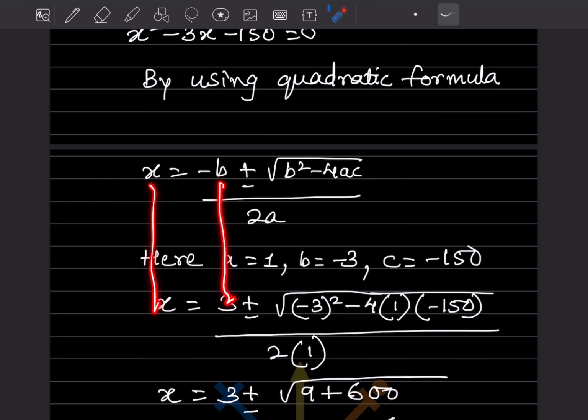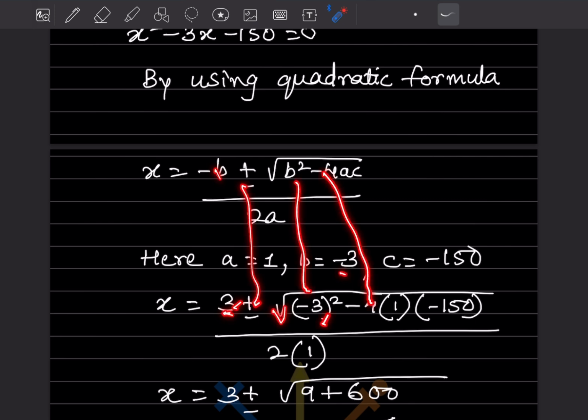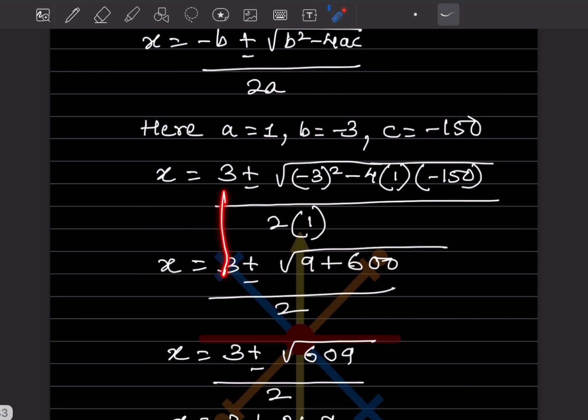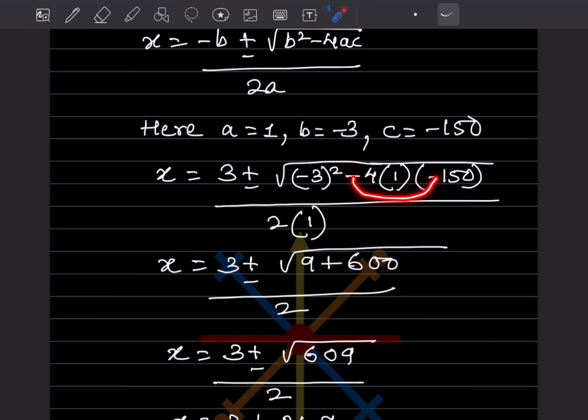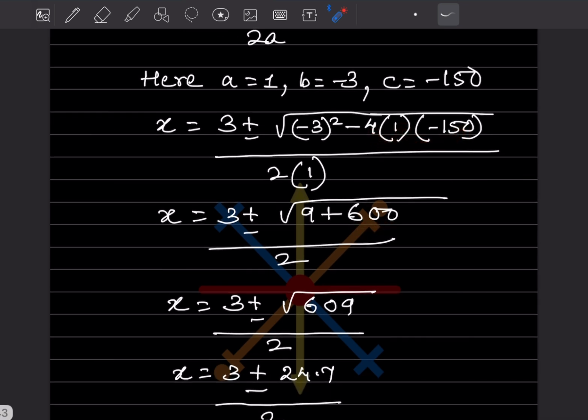So b is minus 3. So minus and minus becomes plus. This is the same. Root of b square means minus 3 square minus 4, a is 1 and c is minus 150, divided by 2 into 1. So this x is going to be 3 plus or minus. Minus 3 square means minus 3 into minus 3. Whenever there is multiplication, minus minus becomes plus. So this will be 9. So again here minus and minus, this is multiplication, that becomes plus. So when you multiply all three, that is going to be 600. So divided by 2, x is going to be root of 609 divided by 2.